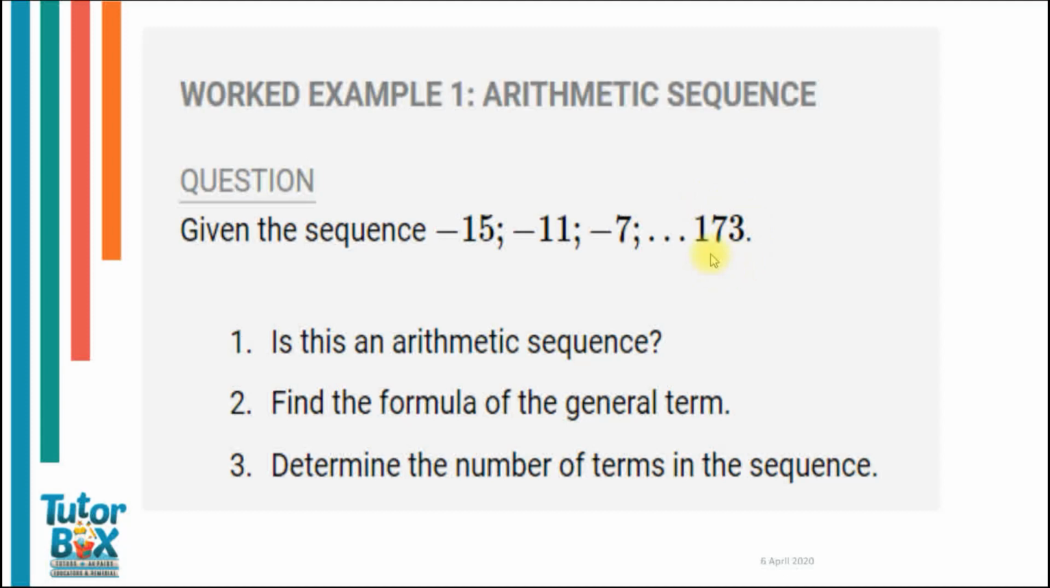Let's see what the questions are asking. Question 1: is this an arithmetic sequence? Guys, remember, arithmetic sequence should be buzzing in your head right now: common difference. This is an arithmetic sequence if we have a common difference. Question 2: find the formula of the general term. And 3: determine the number of terms in the sequence. Okay, let's look at that.